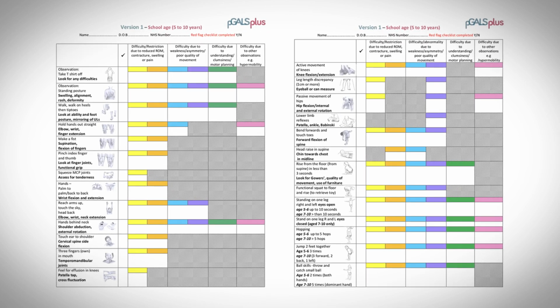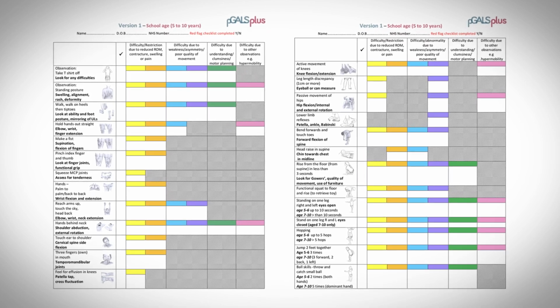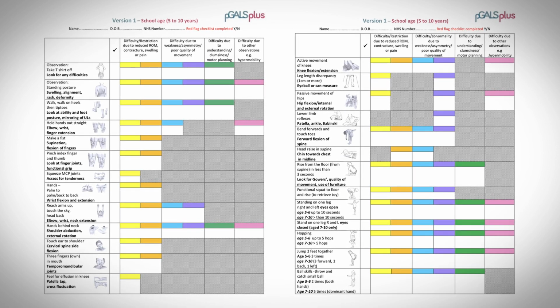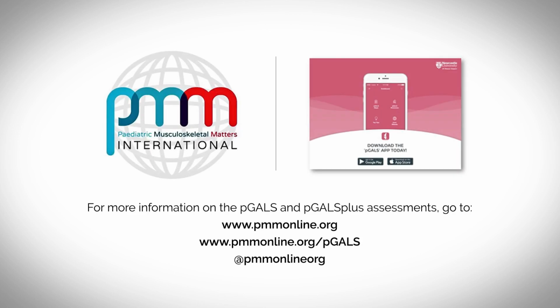Once you have completed the assessment using the proforma, complete the scoring. There is a guide and some examples to help you with this. Also consider the use of the additional resources listed. All resources are available via the Paediatric Musculoskeletal Matters website.